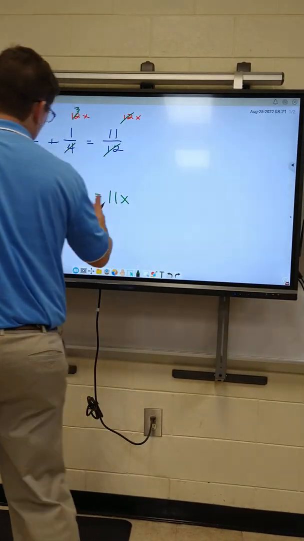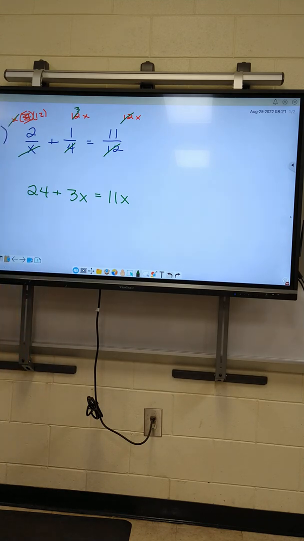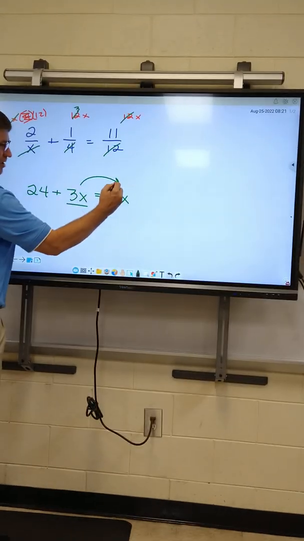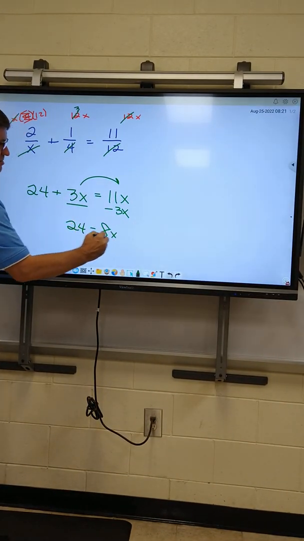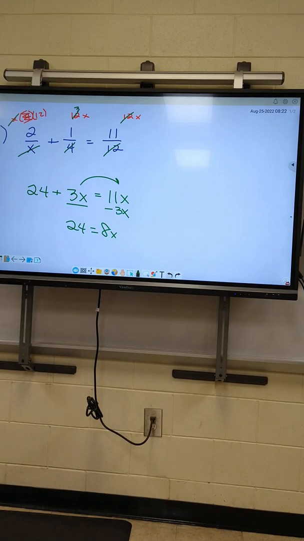All right, and solving this equation is going to be very easy. We got to get our like terms on the same side, right? So I got to move the 3x over here with the 11x. So I got 24 equals 8x. Write it down. And what's my answer going to be?